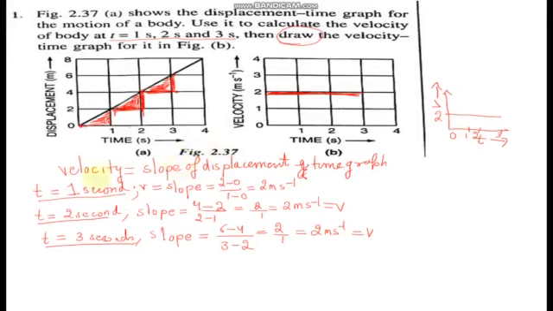And what is important here, how do we find velocity from a displacement time graph? It is always the slope of the displacement time graph.